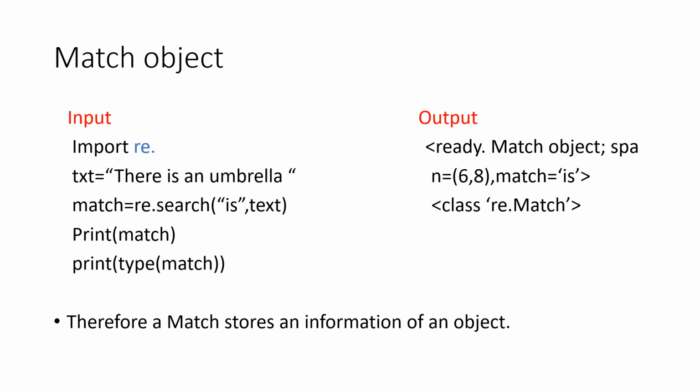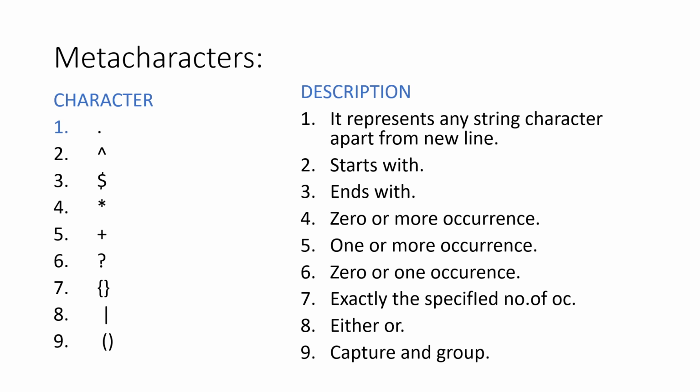So to learn more about the match objects, let's perform a simple program on it. Here the program searches for a string in the given string and it returns a match object, span and match. And therefore a match stores the information of an object. These are the different types of meta characters, and in this video we're going to discuss these meta characters.